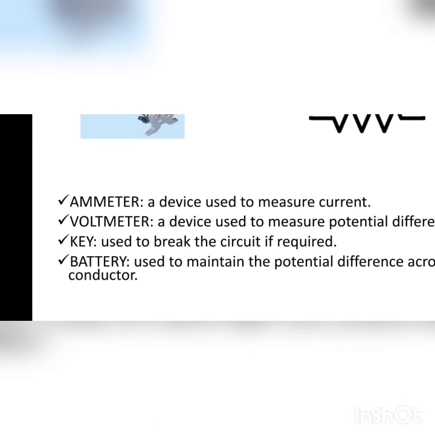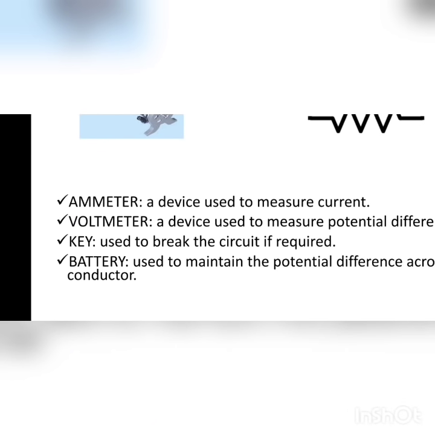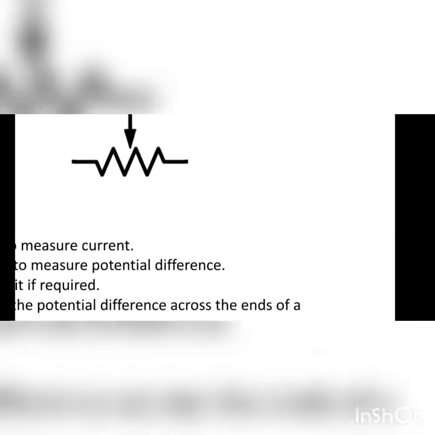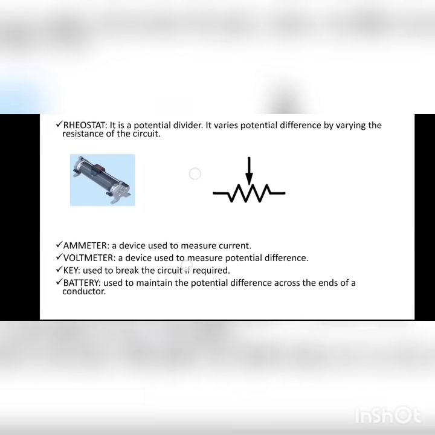Okay, ammeter, you know, is a device to measure current; voltmeter, you know, is a device to measure potential difference; key is used to break the circuit if required; and battery maintains the potential difference across the ends of a conductor. Fine, so these are the components which I am going to use in the experiment.